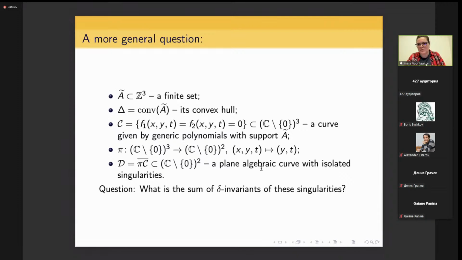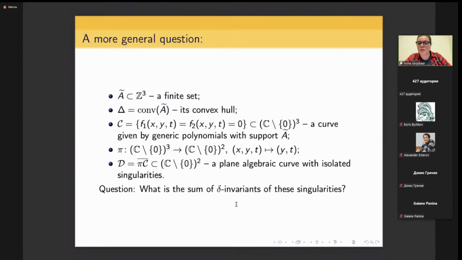For those that are not familiar with what delta invariant is, I want to just say that, for example, if for the given support set A you know that all singularities are going to be nodes and cusps, then the sum of delta invariants will actually give you the number of nodes and cusps. So in this general setting, you can think, if all the singularities of this curve D are nodes, then what I'm looking for is the number of those nodes, okay?